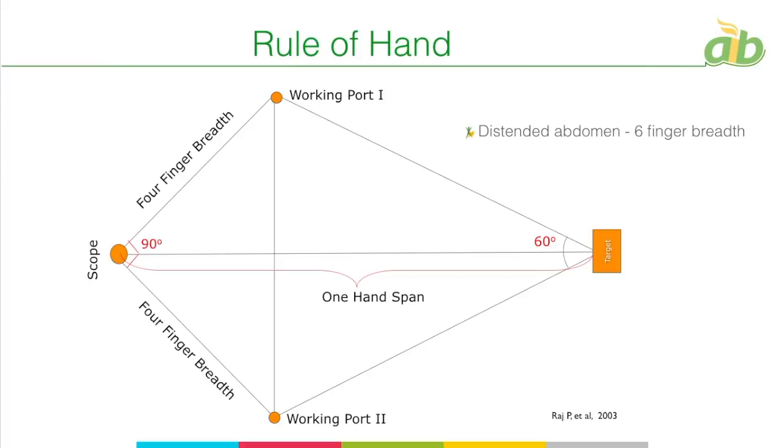If you have distended the abdomen after putting the telescopic port in, then you need to do 6 finger breadth distance at 90 degrees from the telescopic port. Mark the working port 1 and working port 2. If we combine these lines, you form a right angle triangle at the scope as well as a 60-degree manipulation angle at the target, where all the elevation angle, all the azimuth angle, every target plane is easily achieved, which gives the best performance.